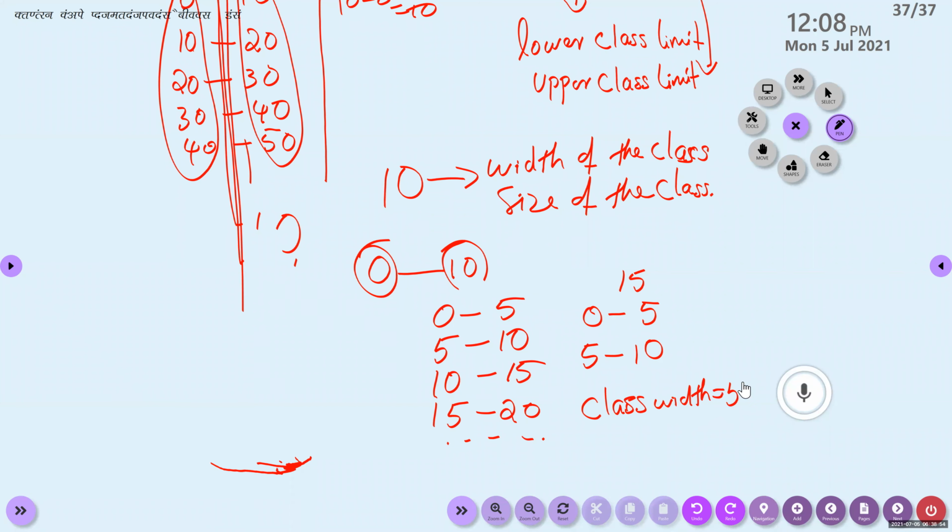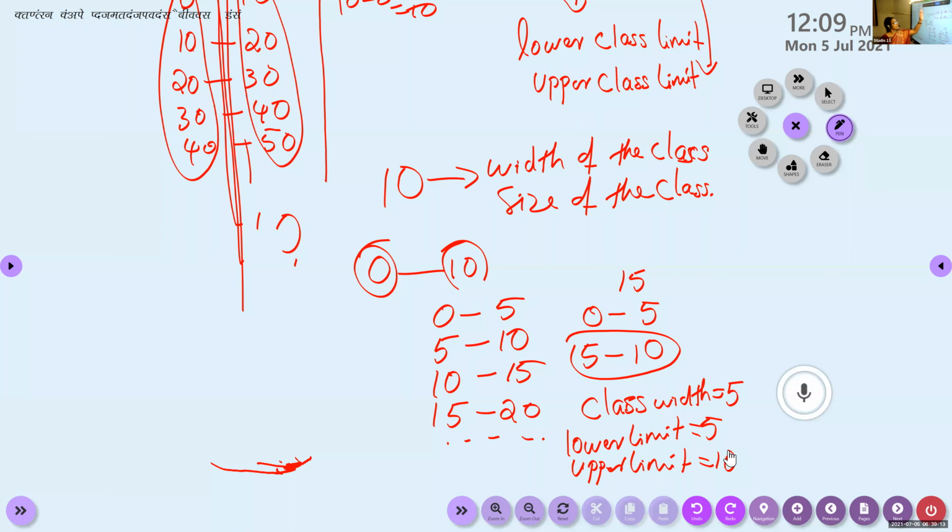Class width is 5. In this second class, what is the lower limit? 5. Upper limit? 10. So I have discussed only three topics: class width, lower limit, and upper limit.